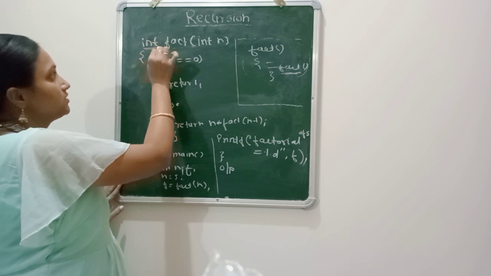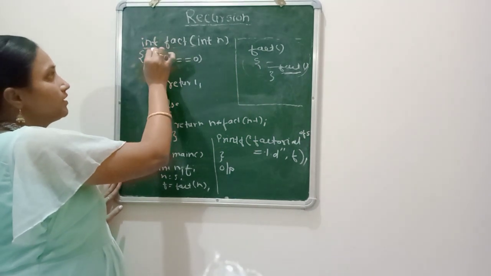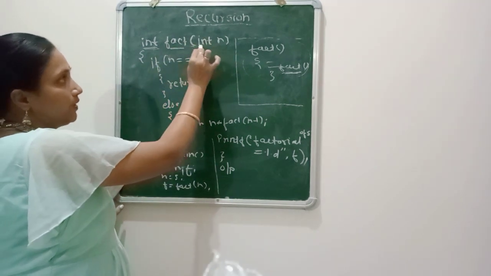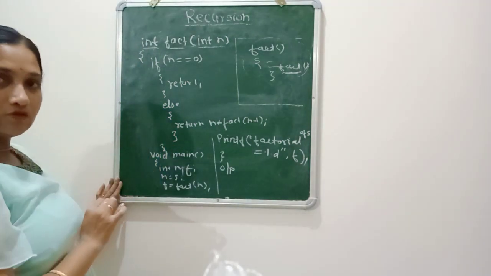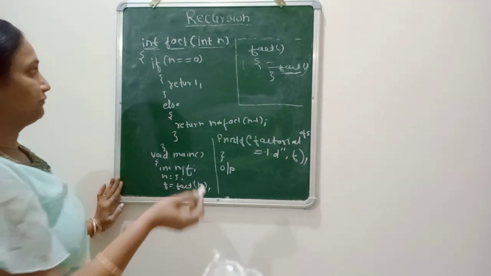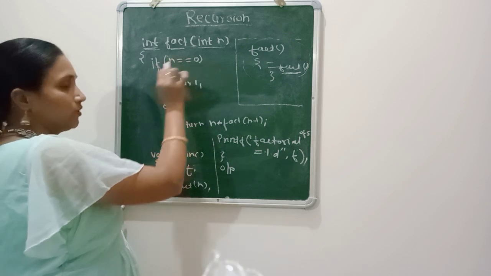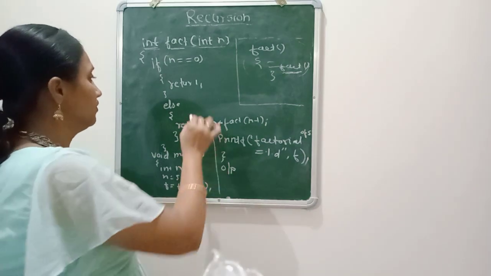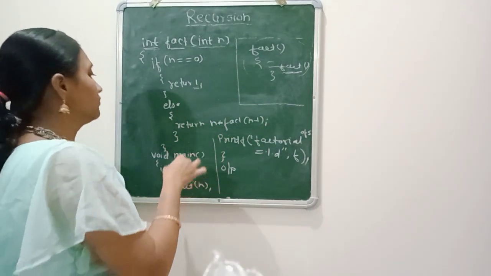As this function is returning integer type of data, we are writing here int, then fact is the name of the program, and we are passing argument n. So this n is the number of which you are going to find the factorial. Now for the first time we will check whether n is 0, because we don't find the factorial of 0. So in that case we are going to return 1. I'll explain how that works.